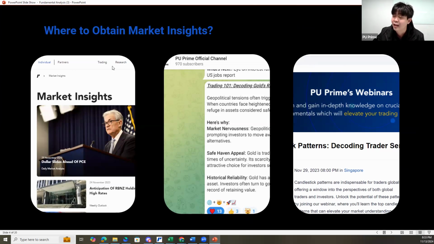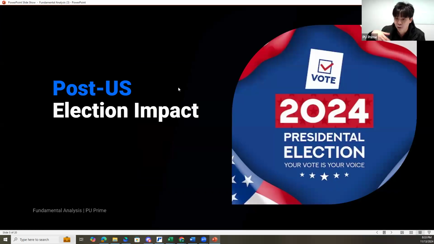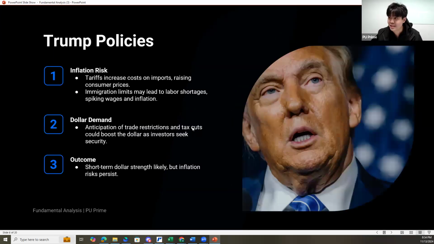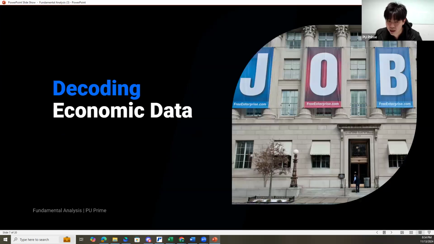These are the resources that we hope can help you. And then next, focus on 2024. The end of 2024 and 2025 is the post-US election. What is Donald Trump going to do? And what real crypto policy are they going to implement in the future? Those are the key things. And after you understand Donald Trump's policy, you need to understand the economic data as well.